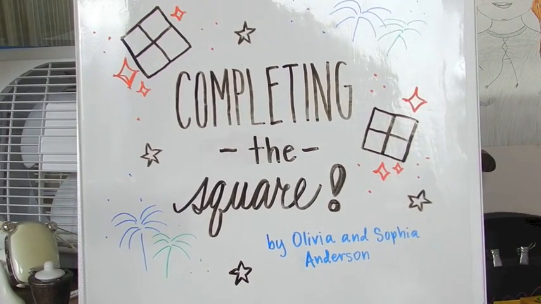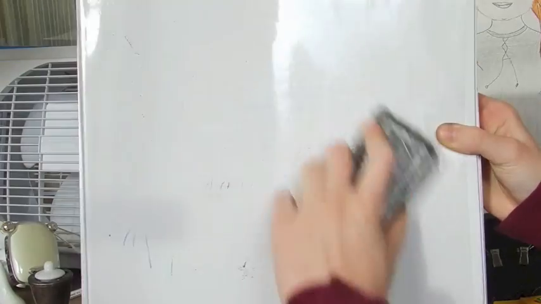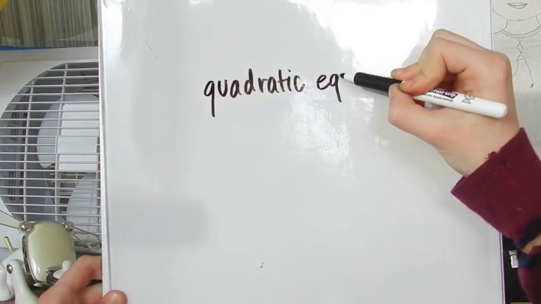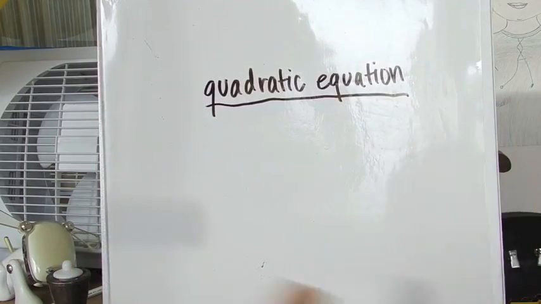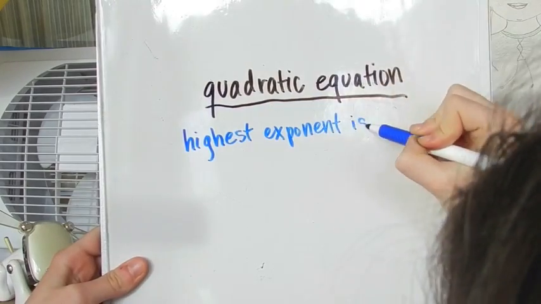This is Sophia and Olivia, and today we're going to teach you how to convert a quadratic equation in standard form to vertex form using completing the square in just 5 steps. We'll be working with a quadratic equation, which is an equation where the highest exponent of x is 2, aka x squared.